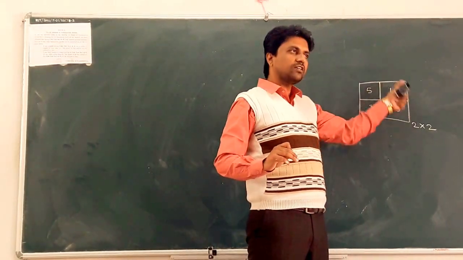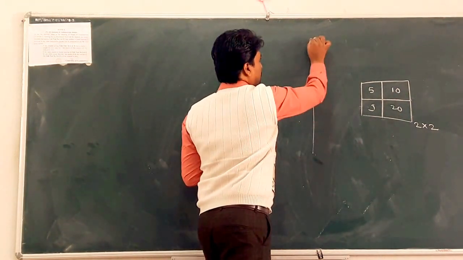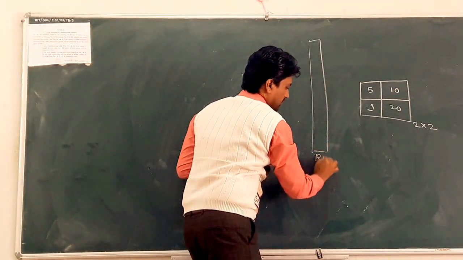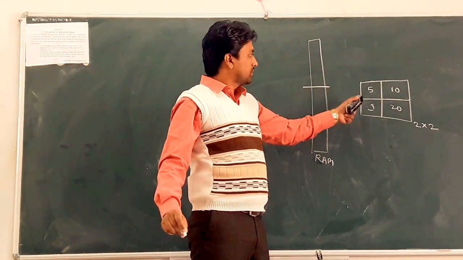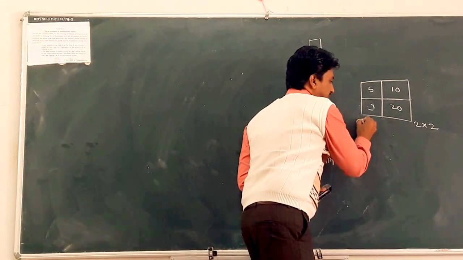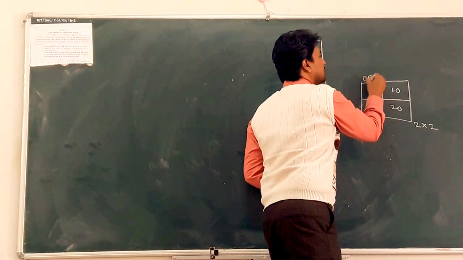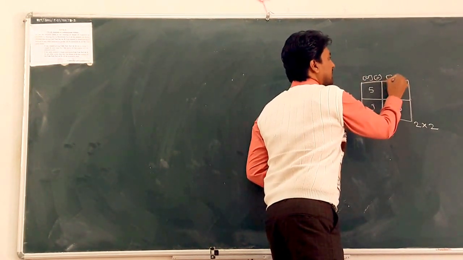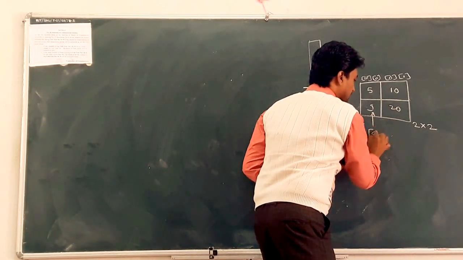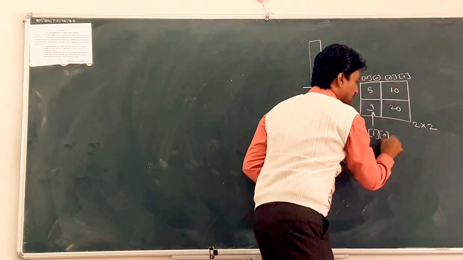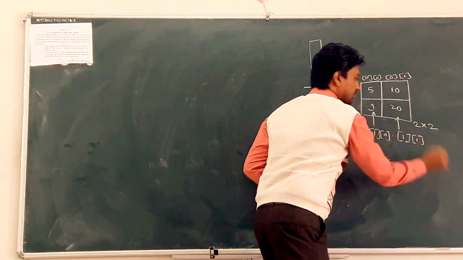So how is memory managed? Is it managed like that, with the square brackets? No, because we know here is the RAM. Suppose the name of the array is A. The first element is at 0, 0. The second element at 0, 1. The third element at index 1, 0. And the fourth element at index 1, 1. Clear?